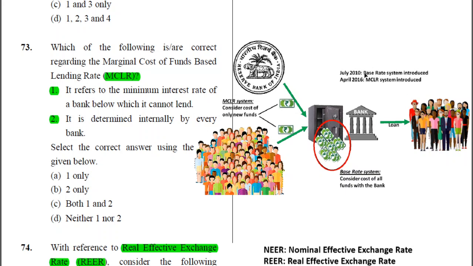So both base rate and MCLR are the minimum interest rate of a bank below which it cannot lend to anyone. Only the methodology of calculating the cost of funds changes between the MCLR and base rate systems. And it is determined internally by every bank. That is true, because every bank pays a different interest rate to people. Okay, so definitely each bank's interest rate will differ. So both the statements are correct.